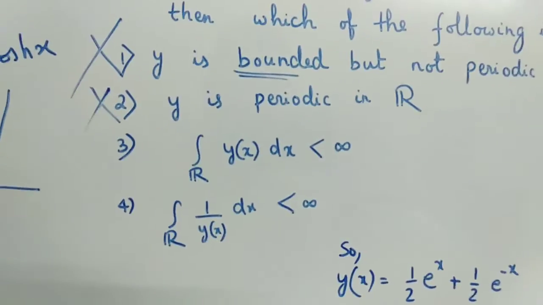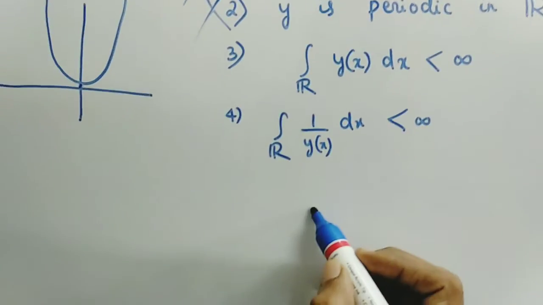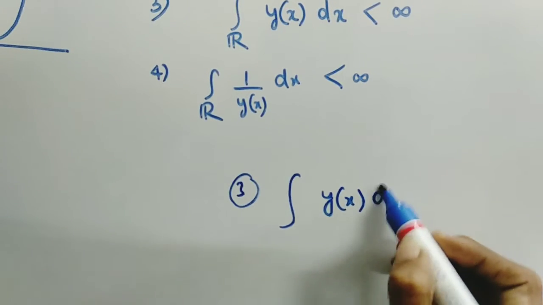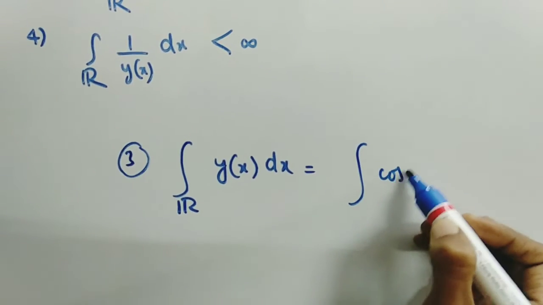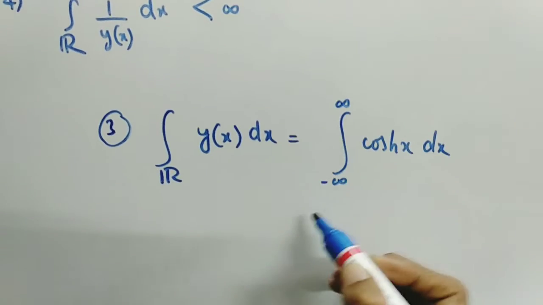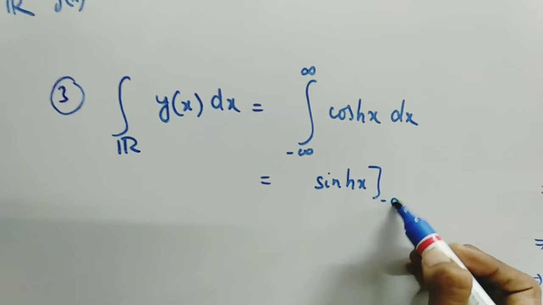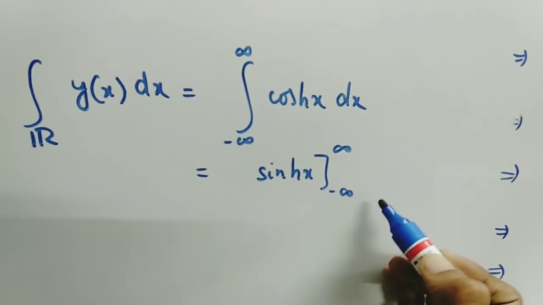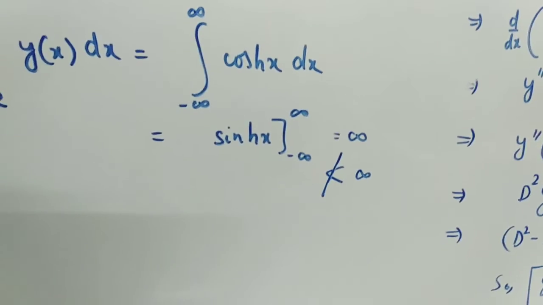The third one we can check by integrating y of x. What is y of x? Cos hyperbolic x. So the integration of y of x with respect to x in real numbers, is it less than infinity? We can check cos hyperbolic x from minus infinity to infinity. Is sine hyperbolic x from minus infinity to infinity? And which can be said to be equal to infinity, because it is sine hyperbolic infinity minus sine hyperbolic minus infinity, which is not less than infinity. So the third is also discarded.